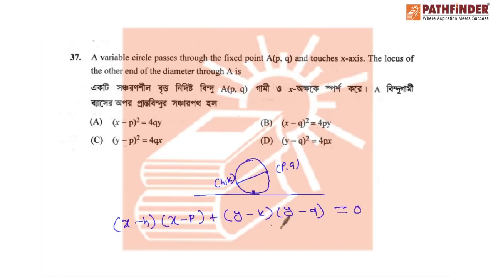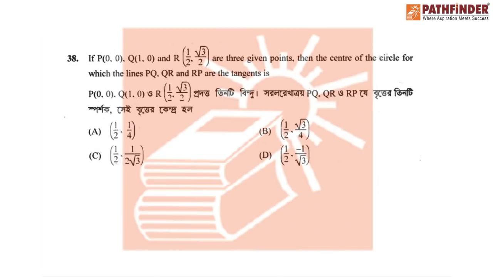And this one touches the x-axis. If it touches the x-axis, it means if we put y equal to 0, then the quadratic equation should have only one root. So by putting this, we will get (p minus x) whole square is equal to 4qy, which is given in option A, 37A. Now next, 38.